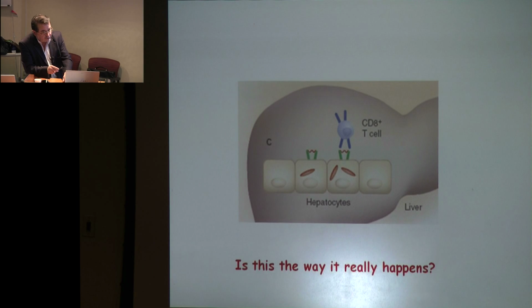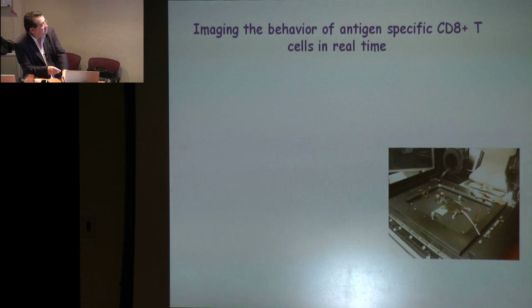Now, the question is that we said, is this really the way it happens in vivo? Is this cartoon really the way it happens? We know that CD8 cells kill, but do they kill just by going one cell, sitting there, killing, and then going to another? Or is it a little bit more complex process that occurs in the liver at the time of infection? For this purpose, we have done imaging to study the behavior of antigen-specific CD8 cells in real time.